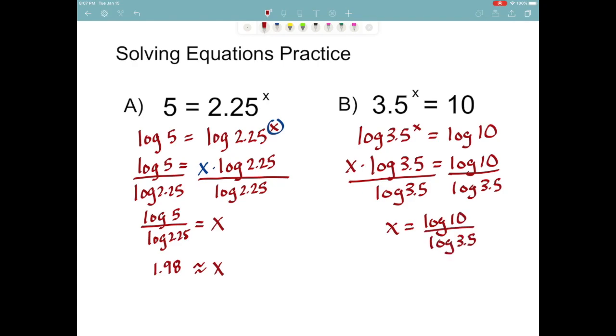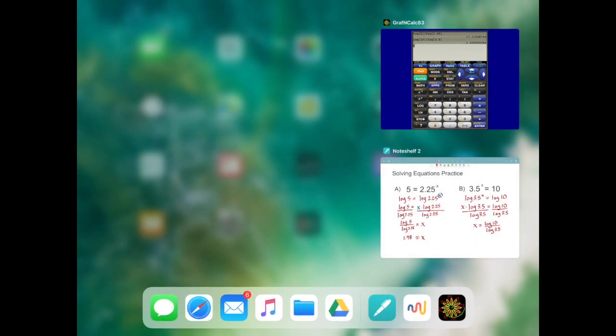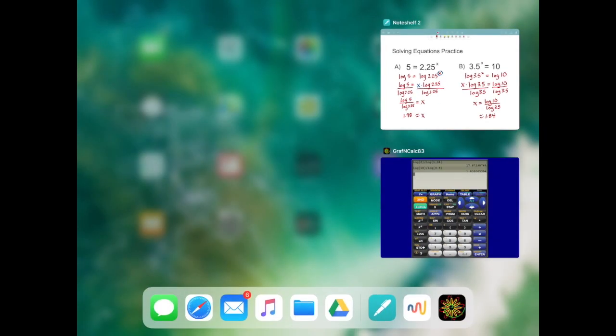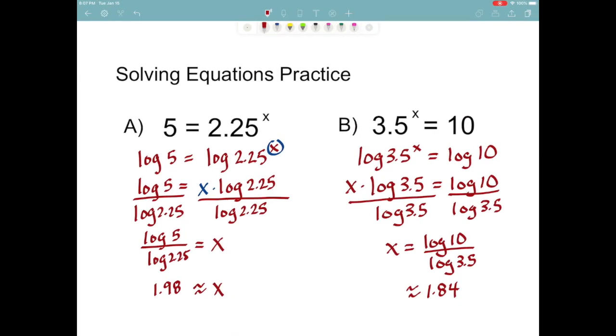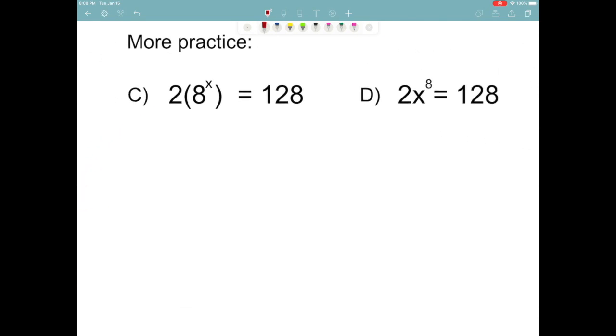And then let's go in and look and see what that is. So we'll do log of 10 divided by log of 3.5, and it was about 1.84 if we round it there. So it's approximately 1.84. Hopefully I did that other one right there. That was the right answer. I was going from my memory, so if not, ask about it in class. We'll talk about it. All right, so then we got C and D, last two problems.